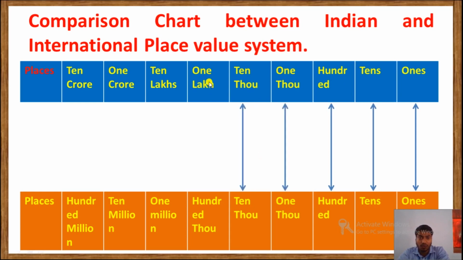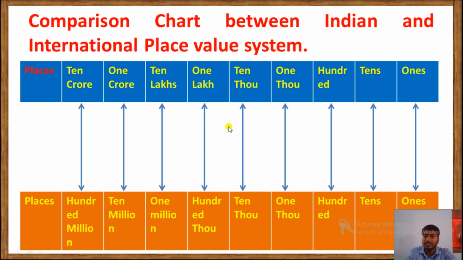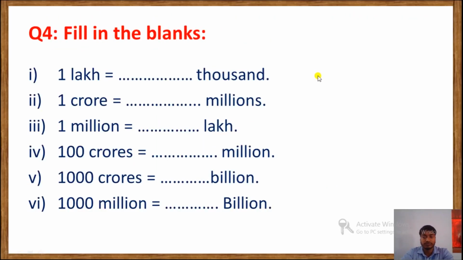Okay, now 1 lakh is equal to 100,000. Clear? Same way 10 lakh is equal to 1 million. Now 1 crore is equal to 10 million. Now 10 crore is equal to 100 million. Okay, so this is how we can compare. Using this chart we have to solve the next question.